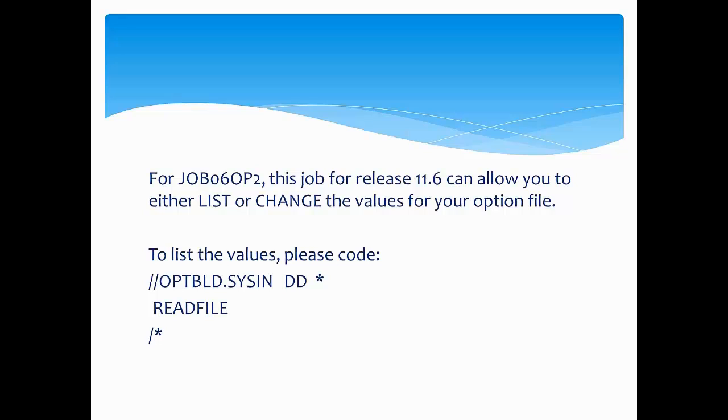Let's take a minute now. Let's talk about the second job, the JOB06OP2. Now this one has the functionality where you can either list or you can change the values that you would like for your R11.6 option file. To list the values, here's what you do. Under your OPTBLD.SYSIN code READFILE, one word. Just one word, READFILE, and that will give you a listing of all the parameters and all of the associated values.